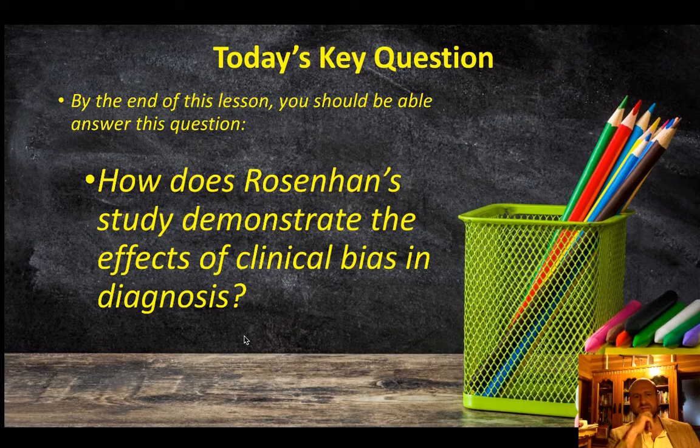You could also use Rosenhan's study to look at the importance of classification systems for normality and abnormality, how we distinguish them, and the difficulties in distinguishing normality from abnormality.